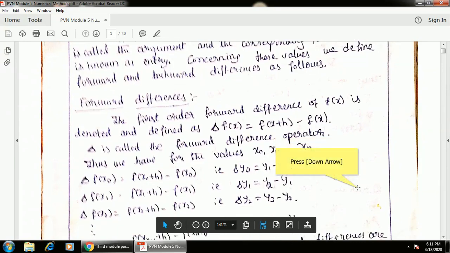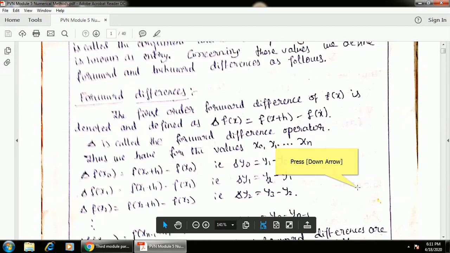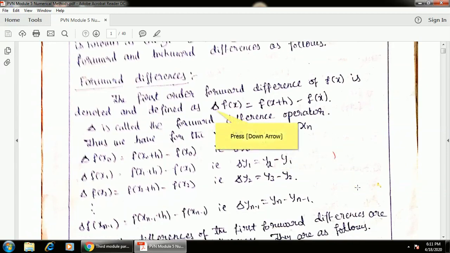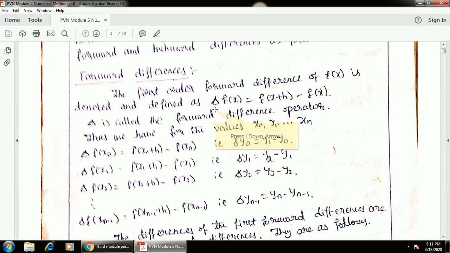The first order forward difference of the function f of x is denoted and defined as delta of f of x, and it is defined as f of x plus h minus f of x. Delta is called the forward difference operator.